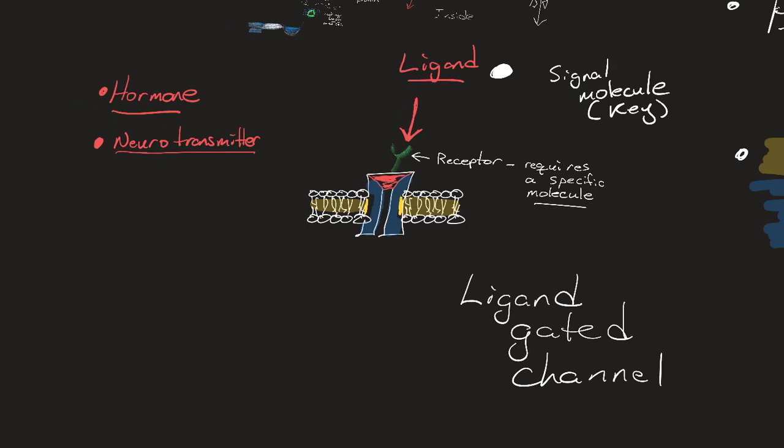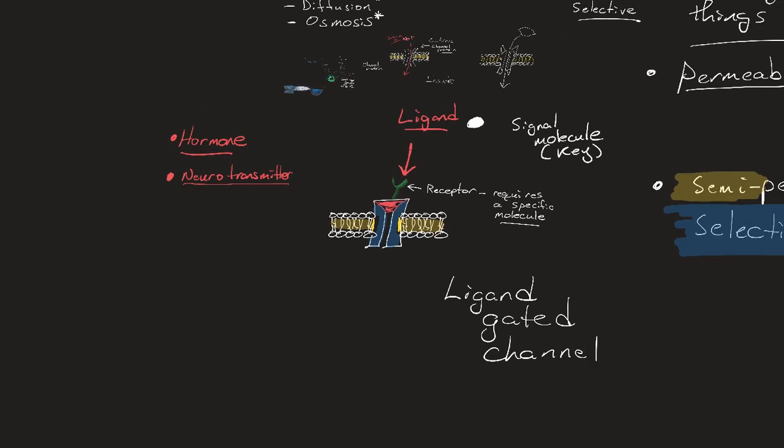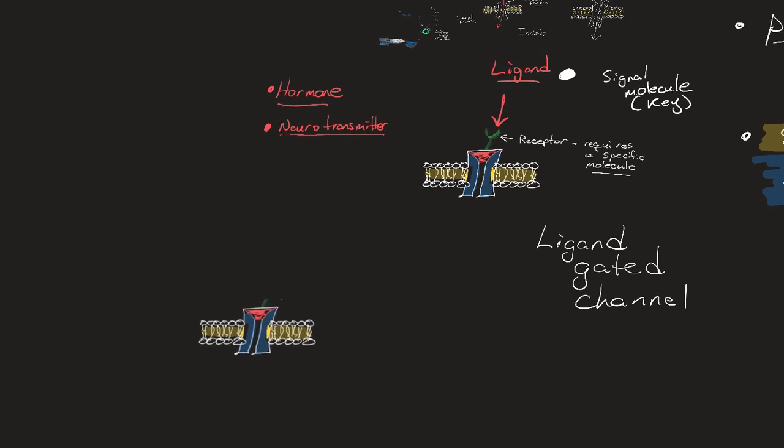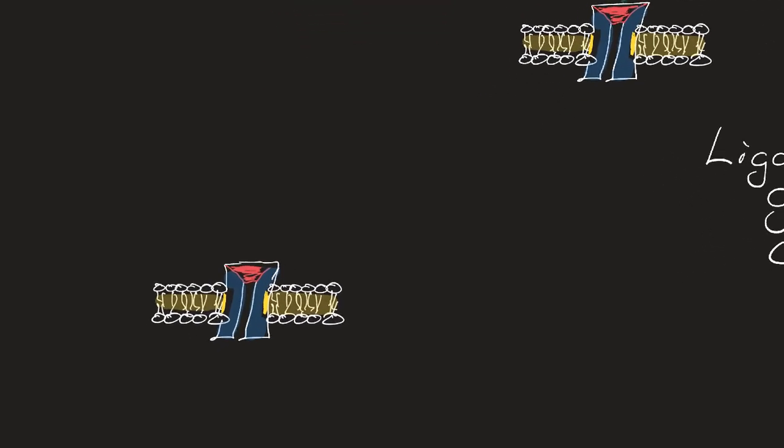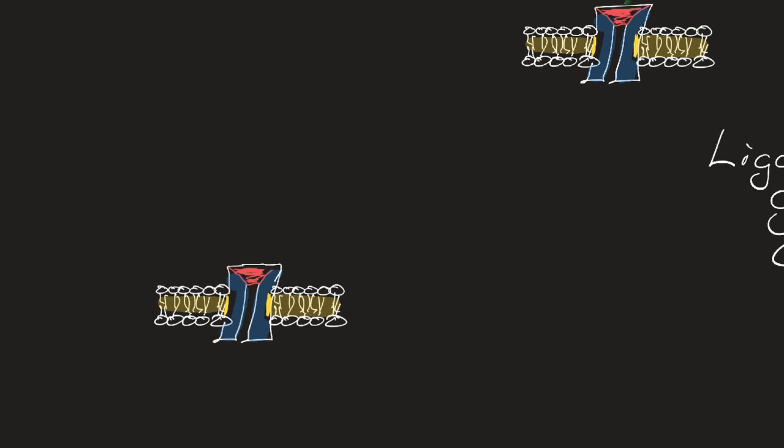There's one last kind I want to talk about when it comes to this type of movement across the membrane. So I'll wait till you finish that. Are we ready? So there are other kinds of gates that only open when you have a voltage change.